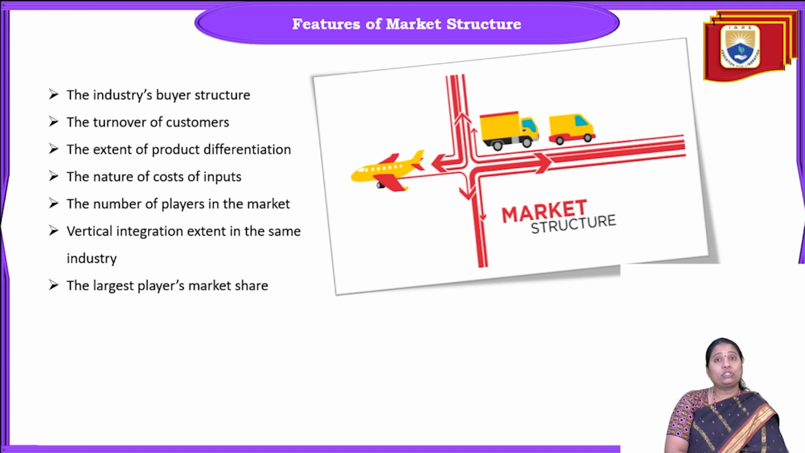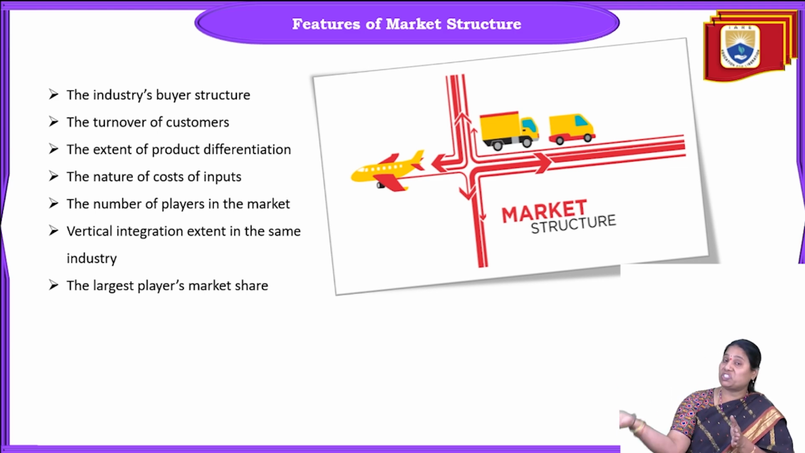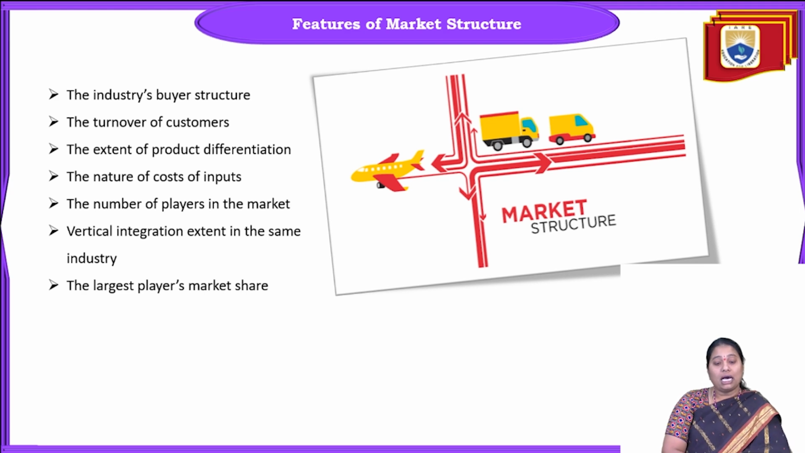So that's why the features of market structure always consist of the industry buyers structure: what kind of buyers there are, and how much turnover they are going to get. That is a benefit for the participants, both the buyer as well as the seller. And the extent of product differentiation: are they selling unique products, or different kinds of products, or similar kinds of products? And the nature and cost of inputs, the number of players in the market, and vertical integration extending in the same industry. That means, is there any possibility of extending further for this particular production, and the largest players' market shares? So who are the largest ones, who are the suppliers of that product, and who are the dealers for it? All these elements come under the features of market structure.